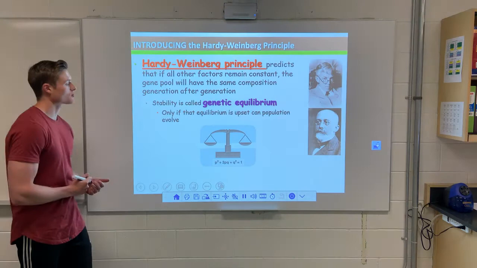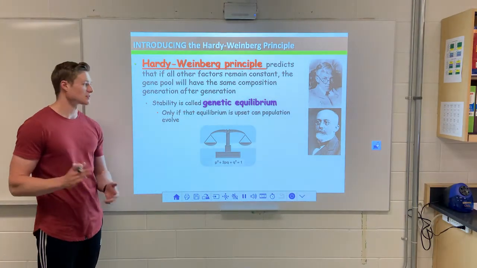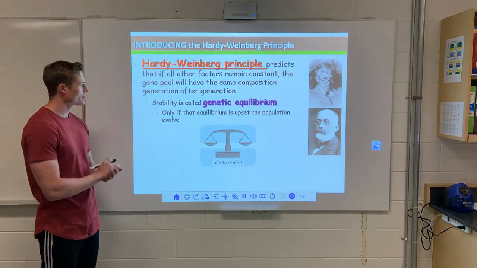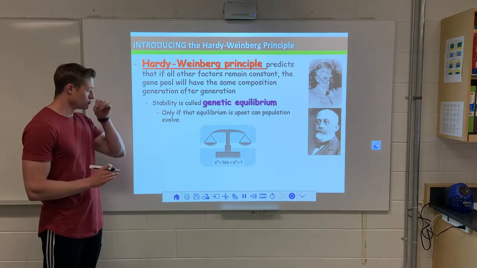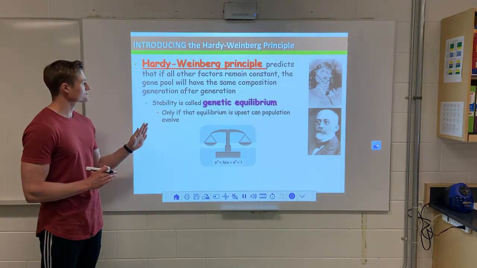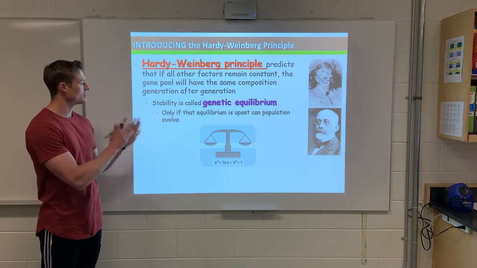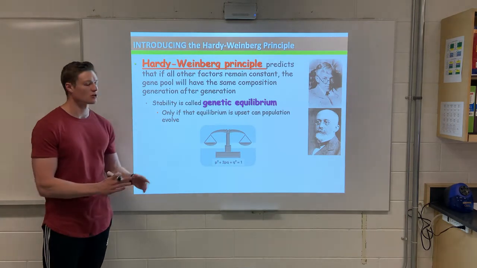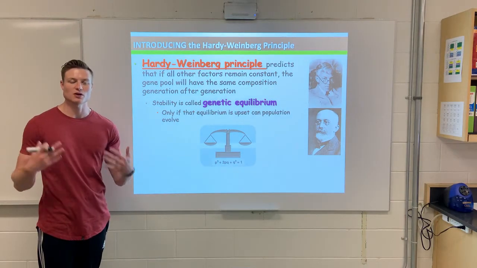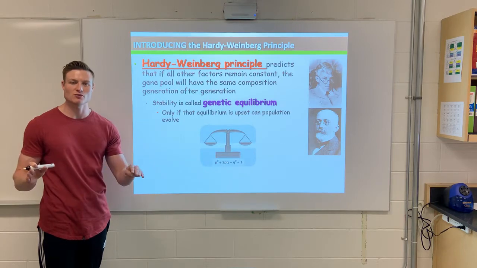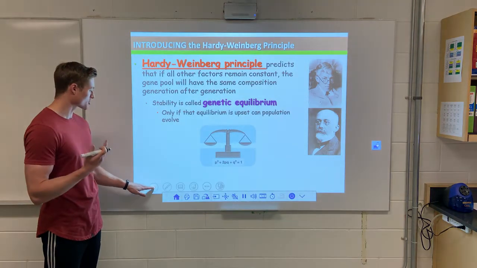Now, there's a mathematical way to do this. It's called the Hardy-Weinberg equation. Essentially, to do this, you would need to make sure that your population is in what's called genetic equilibrium. Your population needs to be in genetic equilibrium for this equation to function properly.